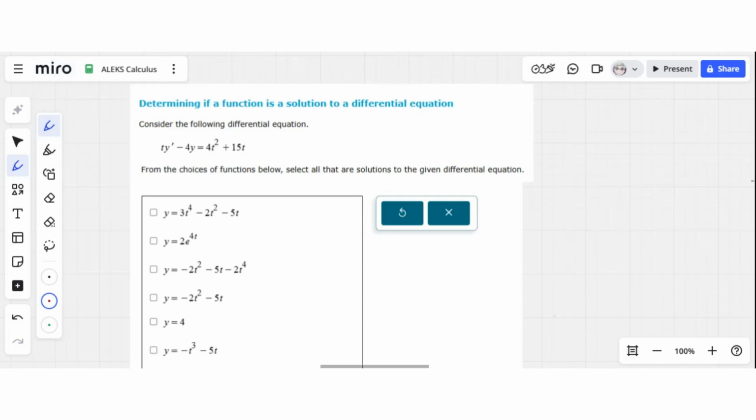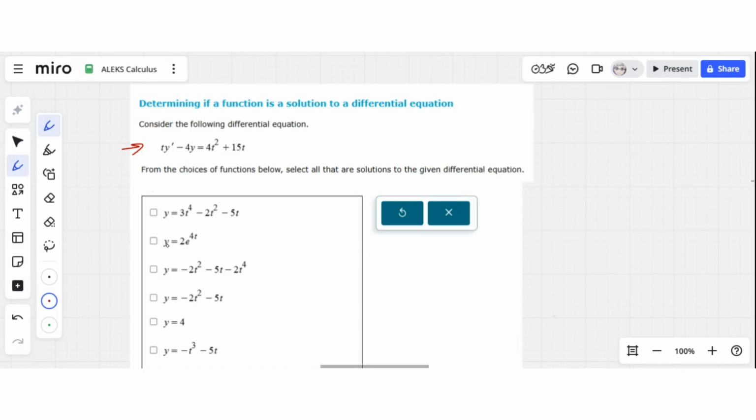In this problem, we're being asked to determine if a function is a solution to a differential equation. So remember, differential equations are those equations where we have both the function and its derivative, or maybe some further derivative than the first one, in a relationship. So here's our differential equation right here.